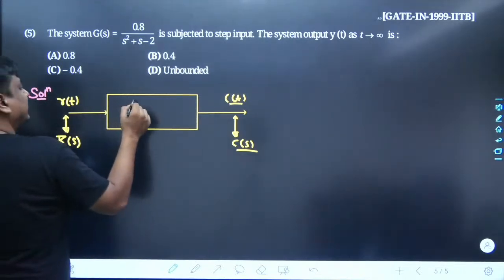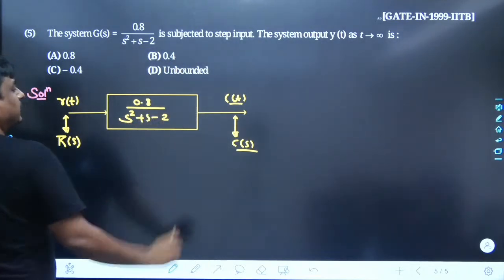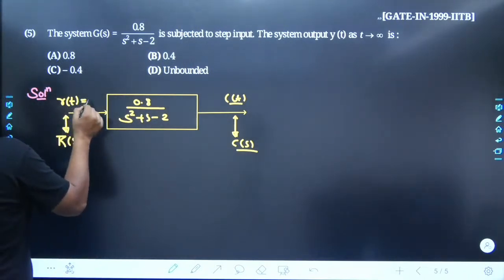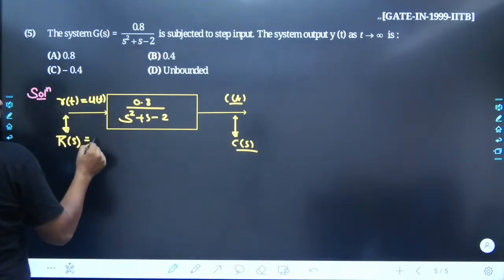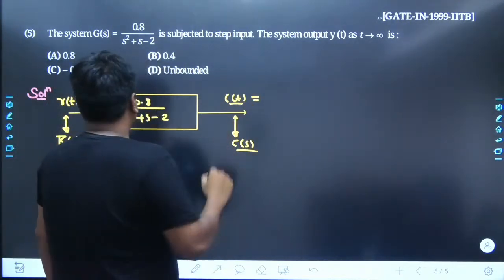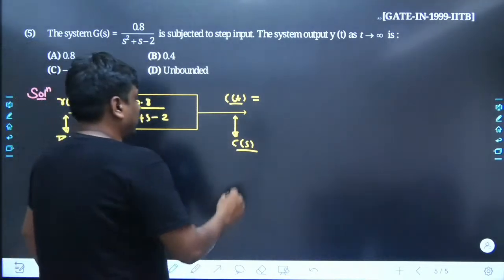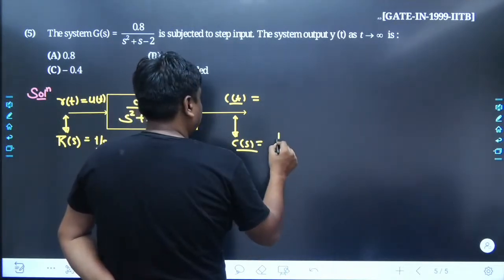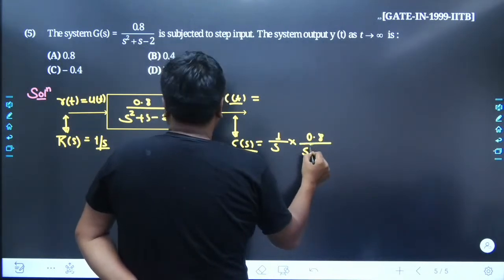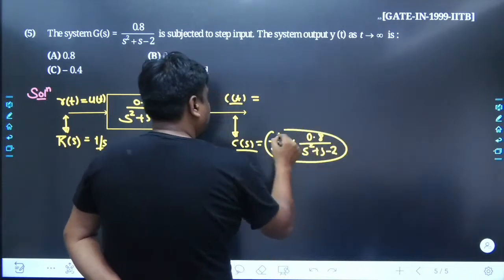And the transfer function is clearly known to me, that is 0.8 over s square plus s minus 2. Agree? What I am saying, the input has been clearly given along with this problem. It is u(t). So may I know what would be the output? In time domain, it's going to be the convolution between u(t) and the transfer function in time domain. But C(s) is going to be 1 upon s multiplied with 0.8 divided by s square plus s minus 2. This is the output in Laplace domain.